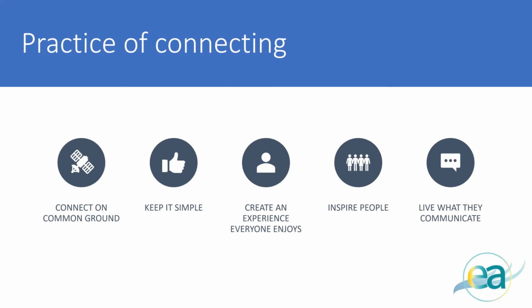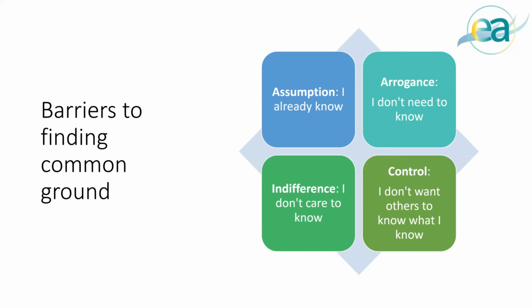Let's take a look at the first one, the common ground. Let's take a look at the negative side first, the barriers for the common ground. There are four barriers. Like the assumption: I already know what others know or feel or want. Actually, as per Jerry Bird, all miscommunications are the result of different assumptions.